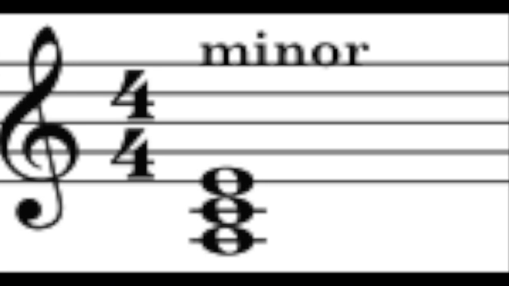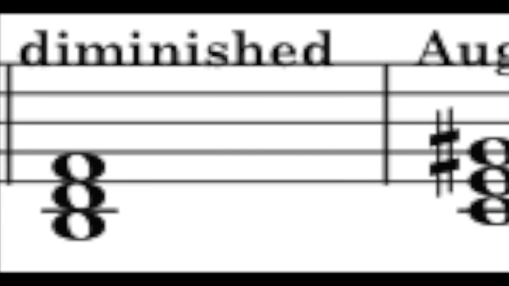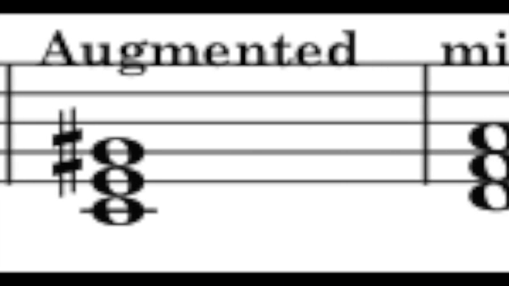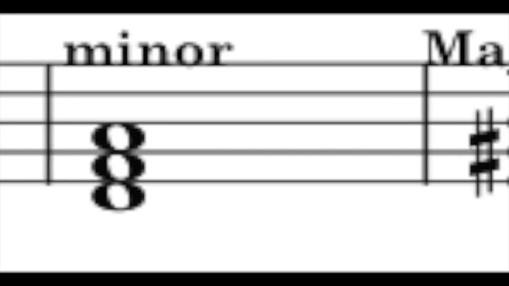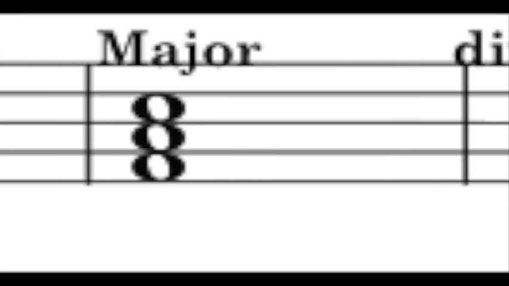And particularly in the harmonic minor scale, the 1 chord is minor, the 2 chord is diminished, the 3 chord is augmented, 4 chord is minor, the 5 chord is major or dominant 7th, the 6 chord is major, and the 7th chord is diminished.